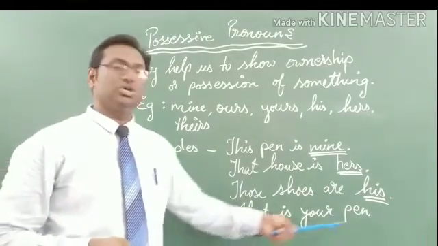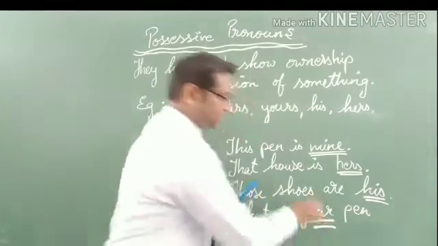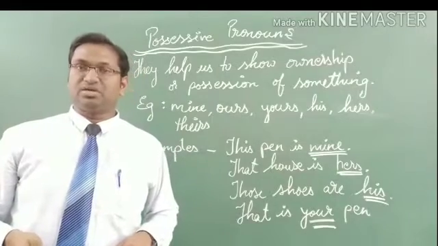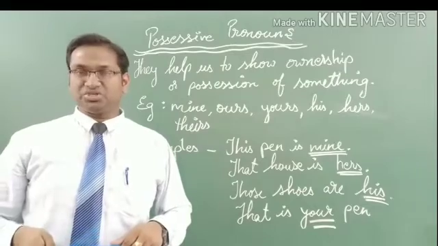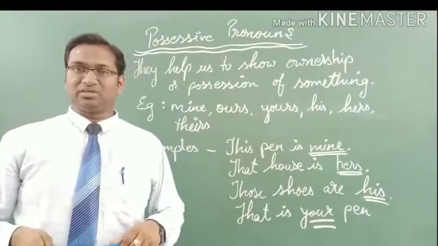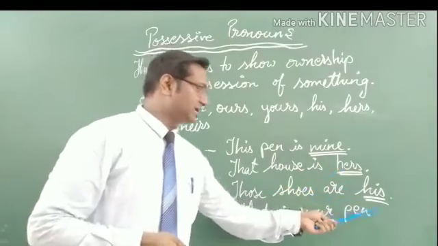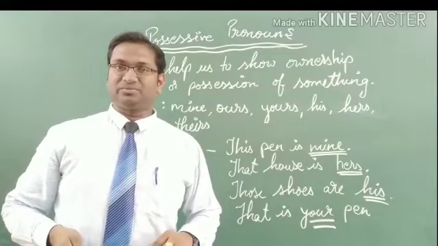Last, that is your pen. Whose pen? Your pen. So your over here is your possessive pronoun. So possessive pronouns are those pronouns which show ownership of something. And over here we have mine, hers, his, your. These are your possessive pronouns.